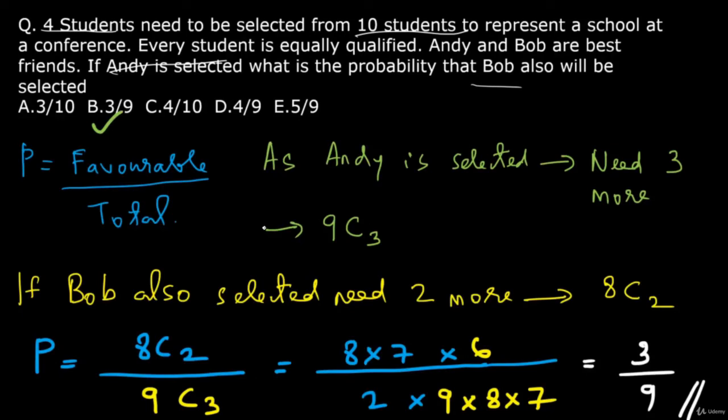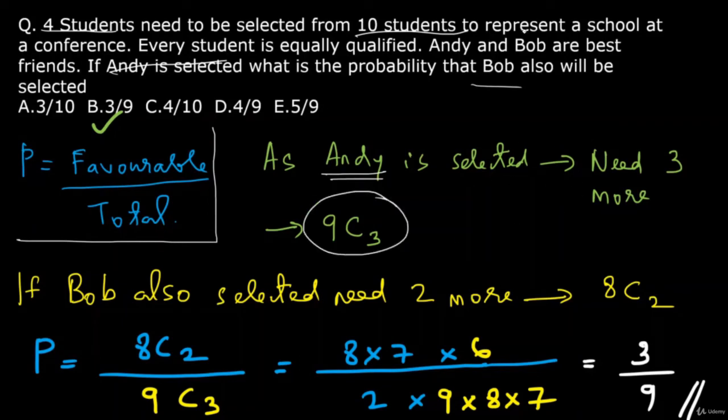Let's see how we get that. Remember, probability is favorable by total. Now, if Andy is selected, that's what is given over here, then you just need to select 3 more students. Now in how many ways can you do that? You can do it in 9C3 ways, because you have 10 students but Andy is already selected. So you're left with 9 more, and from those 9 you need to select 3. So that can be done in 9C3 ways. This is the total number of ways in which it can be done.